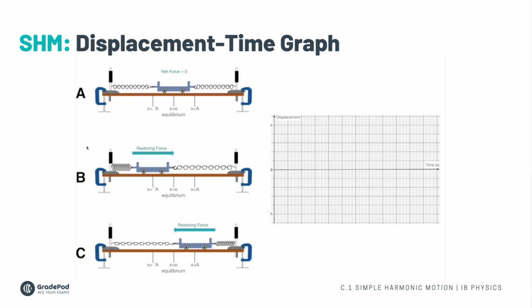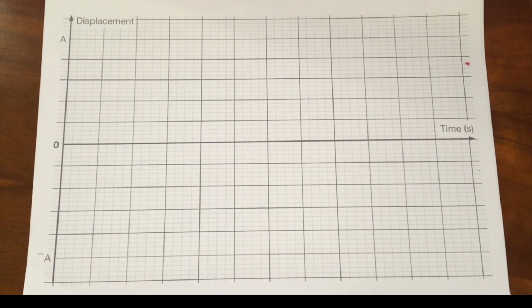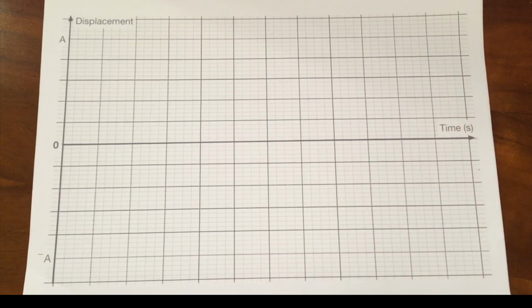You can see we've got 3 positions here. A, where the cart is in equilibrium. B, where the cart is in minus displacement. And C, where the cart is at positive displacement. And what we're going to do now is plot the graph of how displacement varies with time. So let's go over to my desk cam. Here we go. Here is the displacement time graph that I had shown in my previous slide.